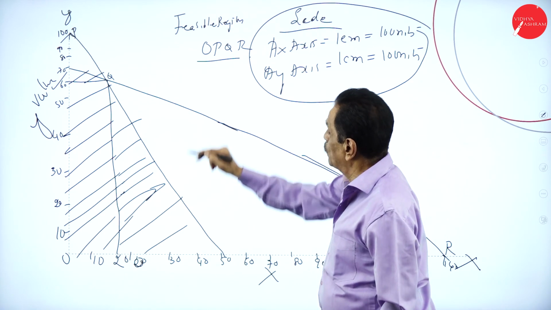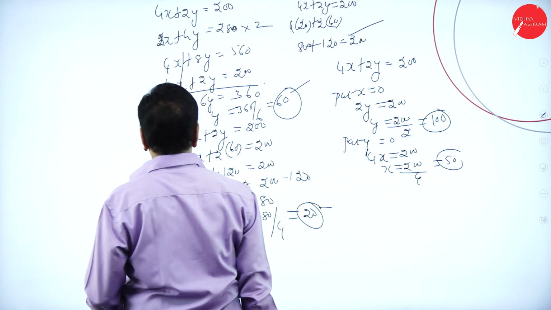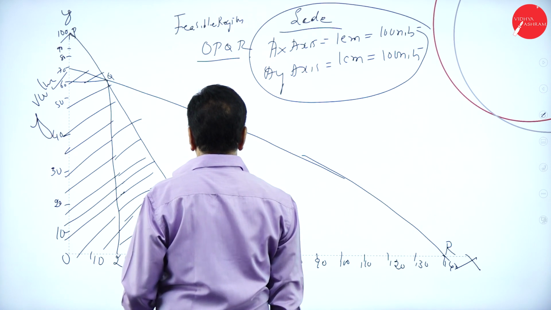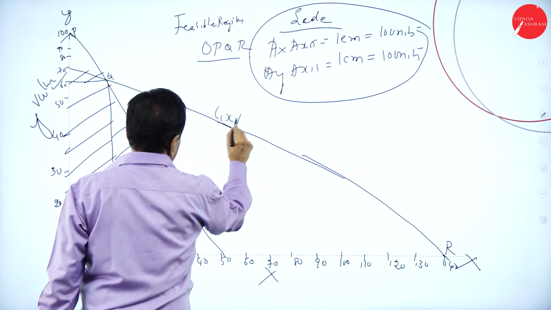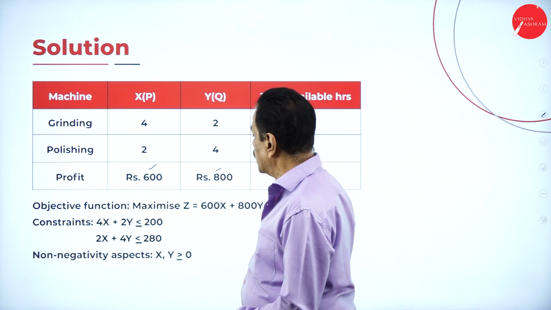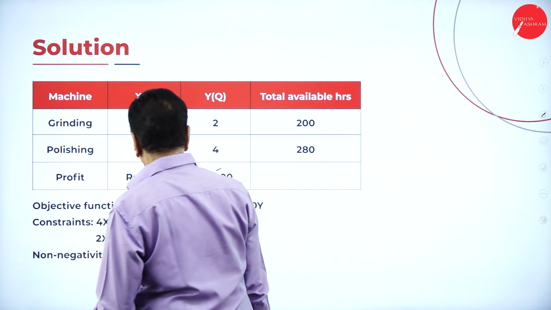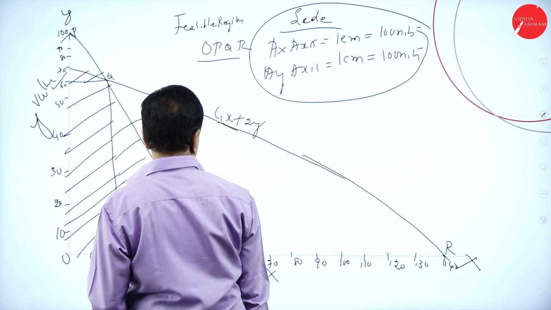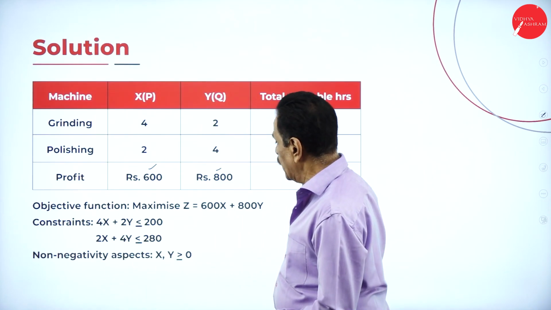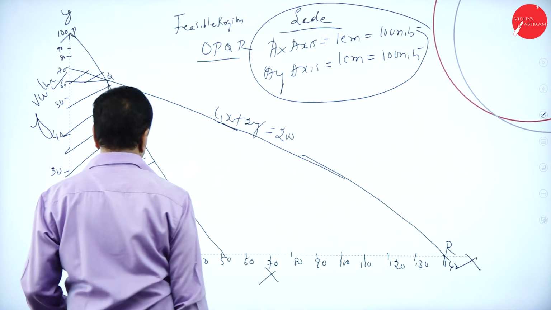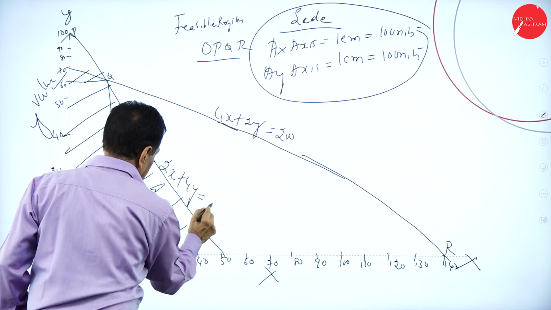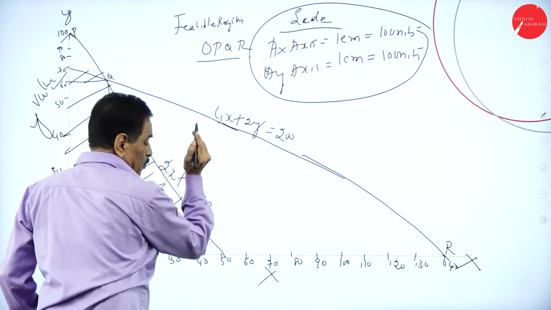So representation: first equation, 4x plus 2y is 200. Second equation, 2x plus 4y is 280. This you have to show them.